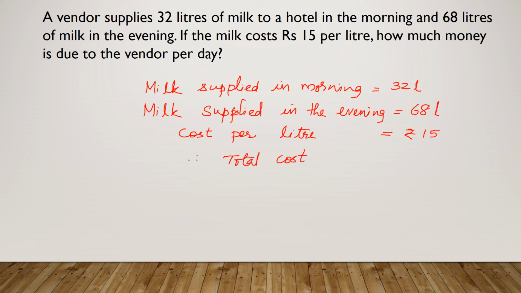money due to vendor, means how much you have to pay to the vendor. That will be, total cost will be 32 plus 68, that is total milk, isn't it? 32 plus 68 into 15. 32 plus 68 will be how much? That is 100 into 15, that is equal to rupees 1500.